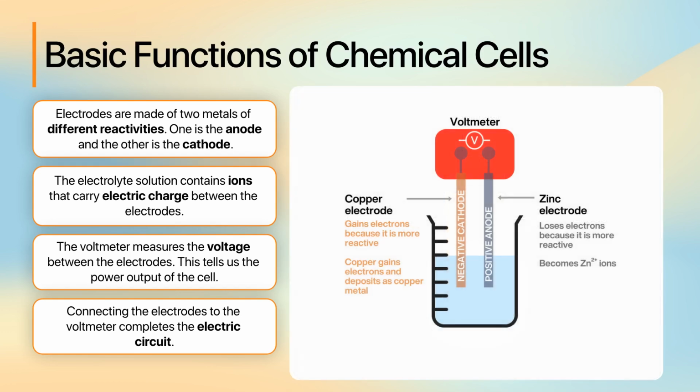In a simple zinc-copper cell, zinc at the anode loses electrons and becomes zinc 2+ ions. The electrons lost from the zinc anode flow to the copper cathode. Copper at the cathode gains electrons and deposits as copper metal. These reactions create a flow of electrons from the anode to the cathode through an external circuit, converting the stored chemical energy into electrical energy.